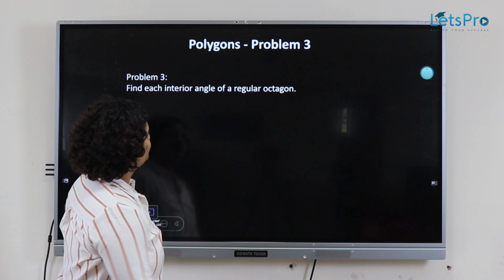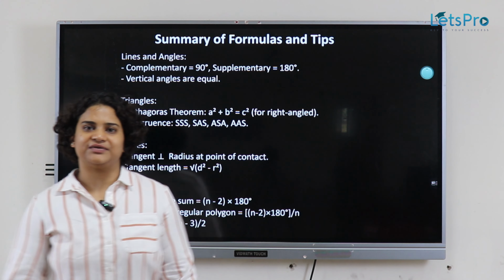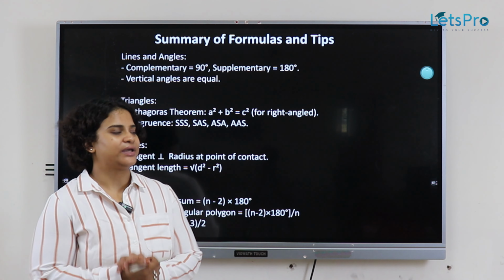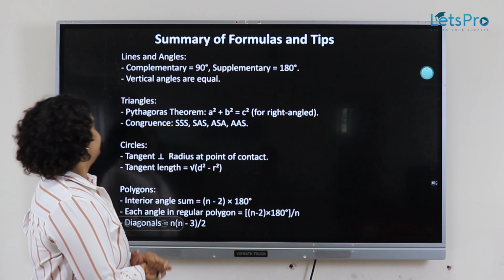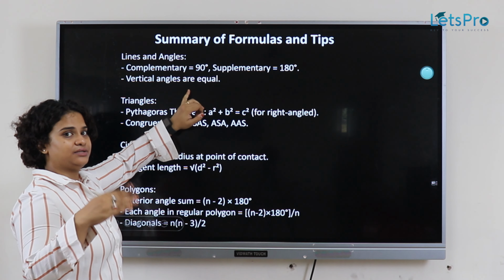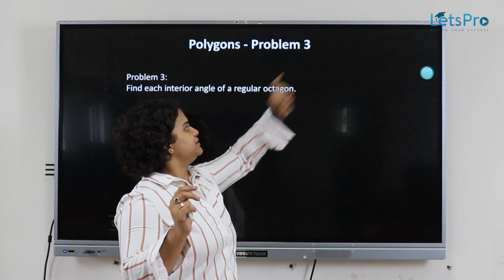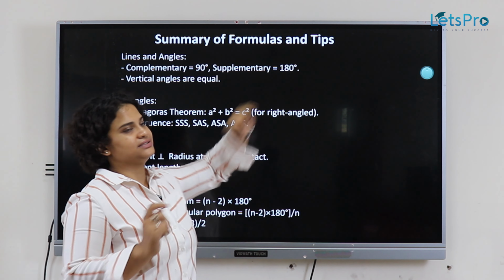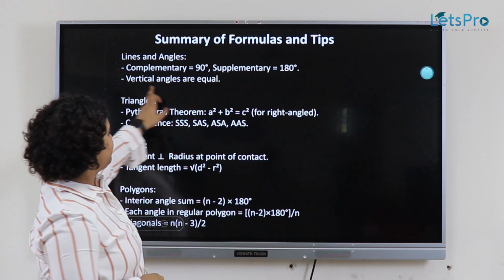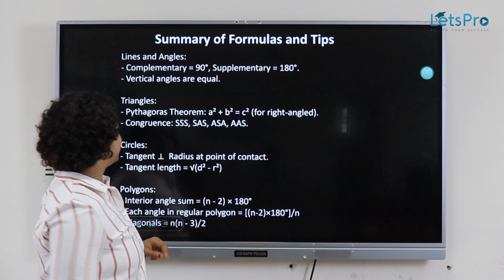Okay, let's go to the next problem. Okay, we are done with this particular module as well. Let's quickly summarize what we learned. We did lines and angles. Under lines we did complementary angle, which is equal to 90 degrees. Supplementary is equal to 180 degrees. Then we have vertical angle. So there was an x kind of an angle, opposite angles are equal.